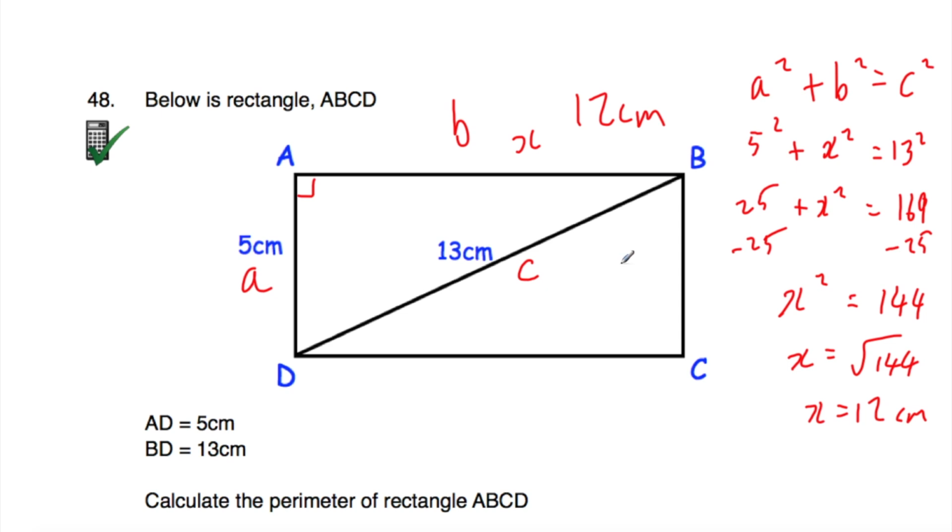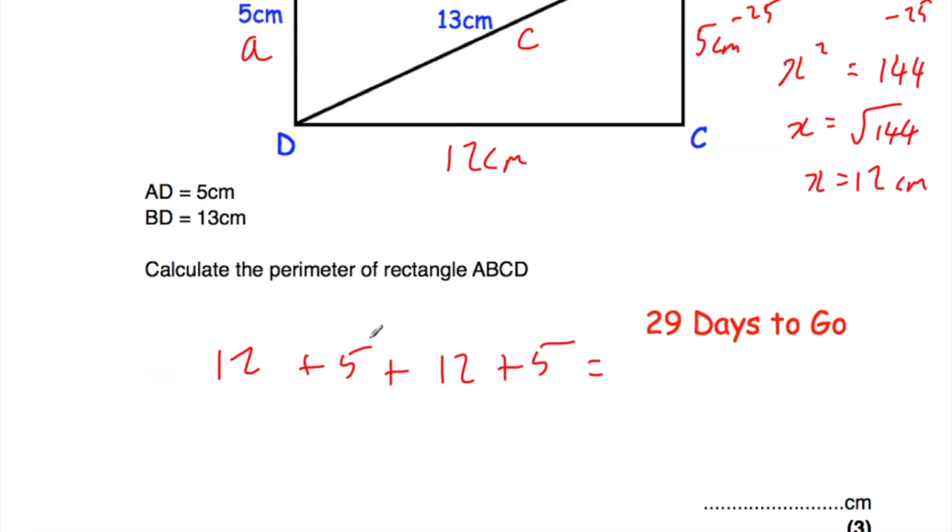We can find the perimeter of this rectangle because we've got the width is 5 and the length is 12. So we would just find the perimeter, we'll do 12 plus 5 plus 12 plus 5. So 12 plus 5 is equal to 17, plus 12 is 29, plus 5 is 34. So the perimeter of this rectangle is 34 centimeters. And if you got that, well done.